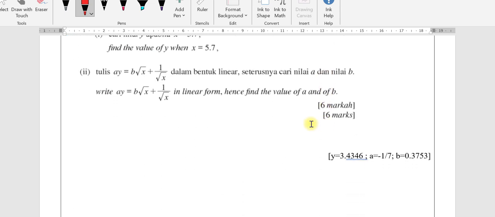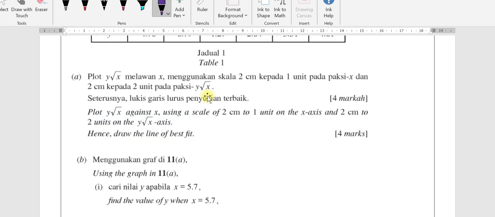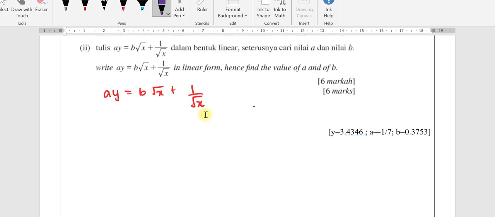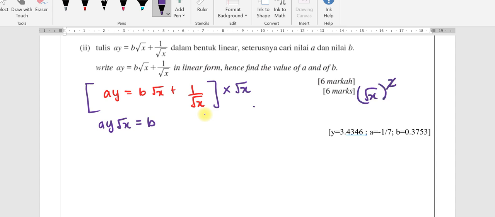You need to convert this into your linear form. Okay, AY equals to B root x plus 1 over root x. Okay, kita nak linearkan dia. Kamu tengok dia lawan apa? Y over root x, sorry, y root x multiply x. Maksudnya we need to multiply the whole thing with root x lah. So dia akan jadi AY root x equals to B root x multiply root x. Maksudnya root x square lah. Betul tak? Dia multiply to itself means square it, right?